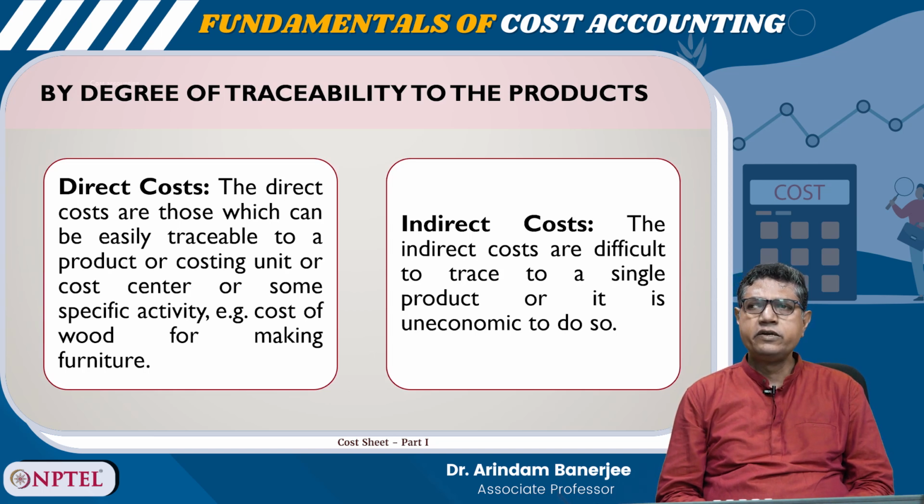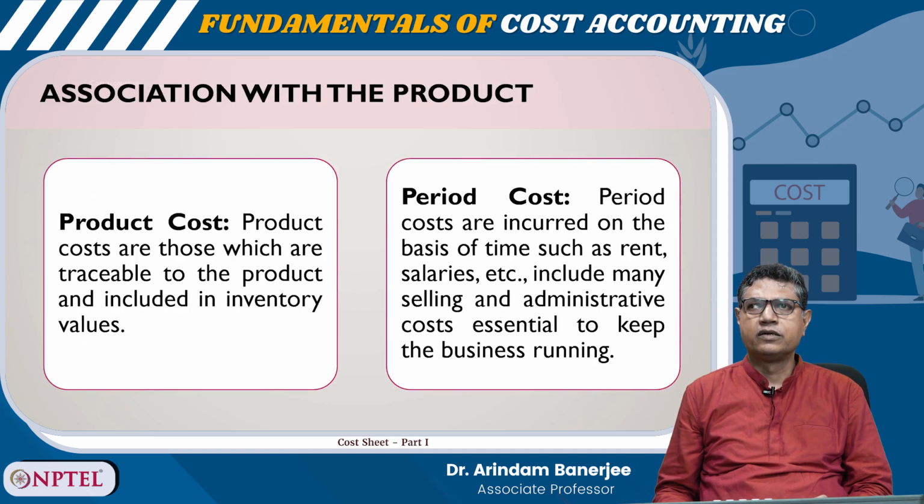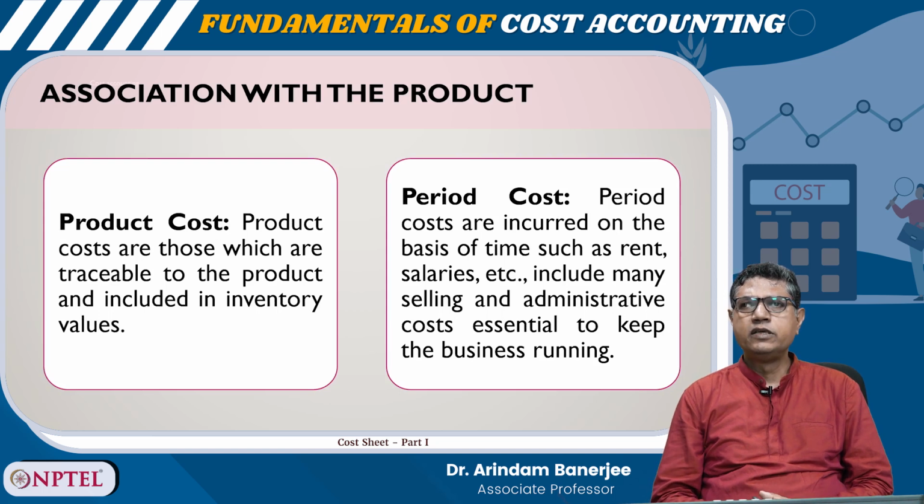Indirect costs are difficult to trace to a single product or it is uneconomic to do so. So these are indirect costs, for example, a salary paid to the accountant, right? It is an indirect cost, okay? So you cannot directly assign it to the final product. Association with the product, so it can be classified into two.